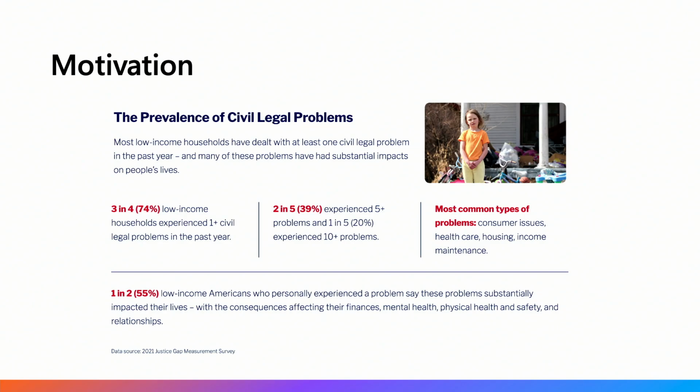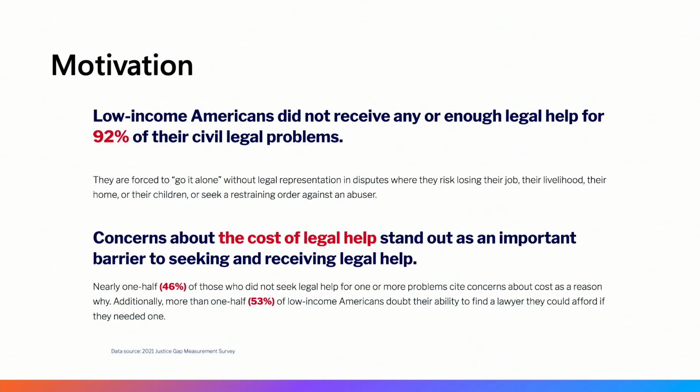Common issues are consumer issues, healthcare, housing, income maintenance, those kinds of things. And more than half of those people said that those legal issues they faced substantially impacted their lives. So if you're in a lower income bracket in the US, it's very unlikely that you're going to have legal help from competent counsel when it comes to civil legal issues. And people who do consider going to find lawyers to help them have cost as one of their primary concerns. Legal counsel is very expensive.